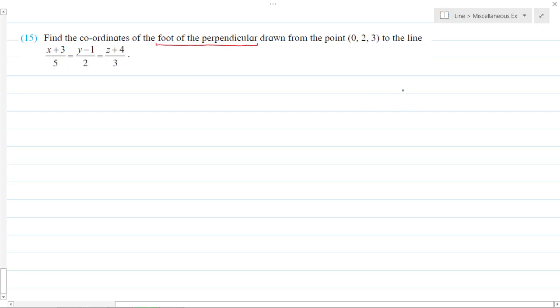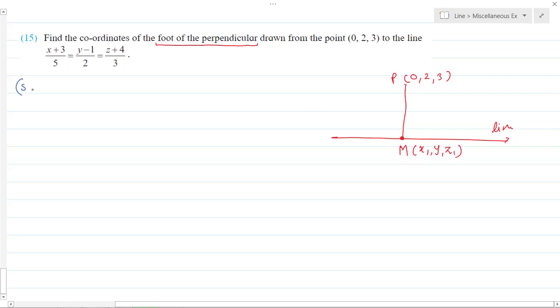Let me have the point 0 comma 2 comma 3 here, and let's have that line here. So this is the given line and this is the given point P, and this is, let's say, the foot of perpendicular, and its coordinates are point M. Let's take the coordinates of M as x1, y1 and z1. Now how do we find the foot of perpendicular, the coordinates of this point x1, y1, z1?